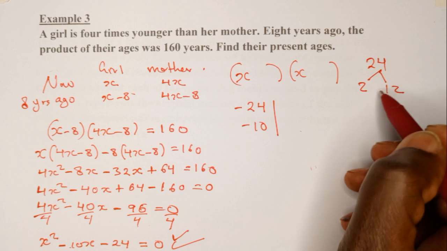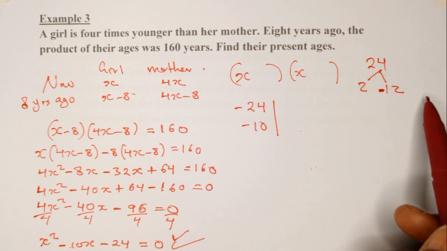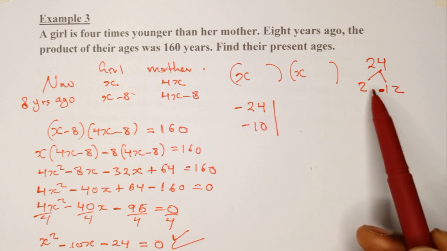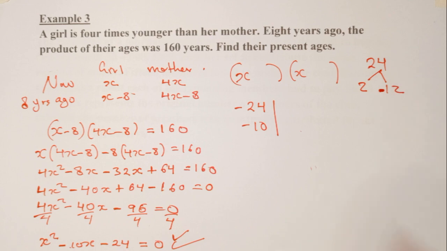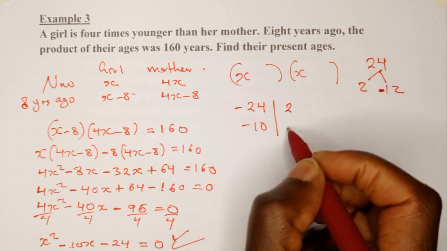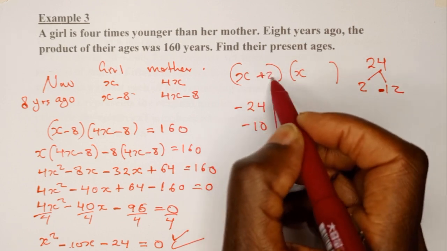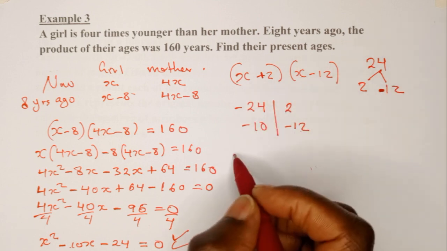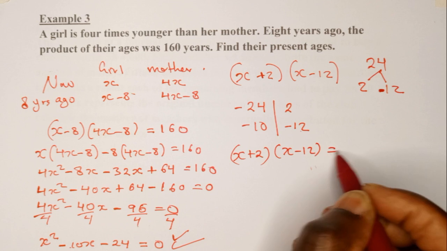So if you put here a negative, then you realize if you multiply 2 times negative 12 you get negative 24. If you try to add them, 2 plus minus 12 you get minus 10. So these are our values that we're looking for. So this will be 2 and negative 12. So just come and say this is plus 2 and this is minus 12. You are done. So you equate this one to 0. So this will be x plus 2 and x minus 12 equals 0.